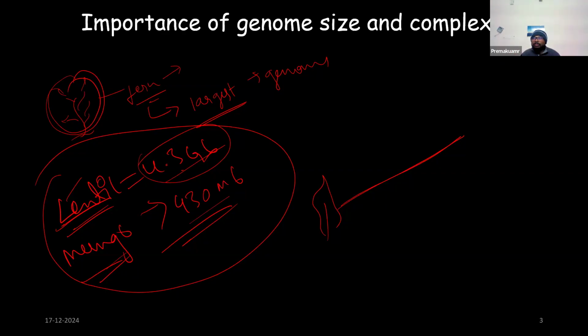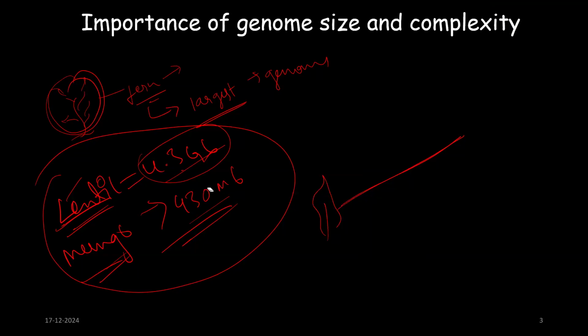It's not correlated with the size of the organism, how big the organism is. Even the smallest organism, like a small fern, may have the biggest genome. Even the biggest plant, like coconut, may have a small genome. There is no correlation between organism size and genome size. Understood what the C value paradox is?